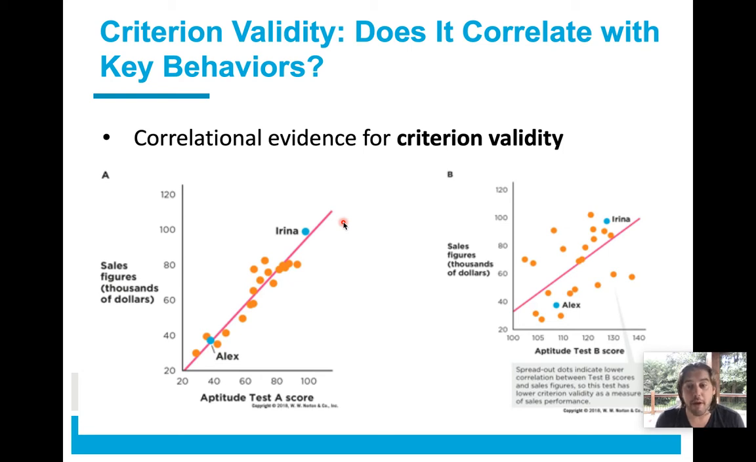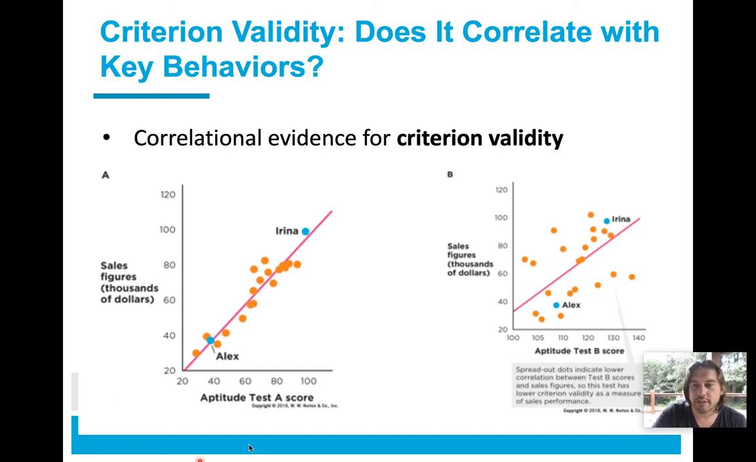You could develop a measurement tool, and let's call it an aptitude test down here on the x-axis. You develop an aptitude test and you give it to all of your salespeople, and then you correlate the aptitude test with their actual sales figures. And you can see, does my measurement tool of who's a good or bad salesperson actually match up with the real world behavior? Sales. Does the aptitude test predict real world sales?